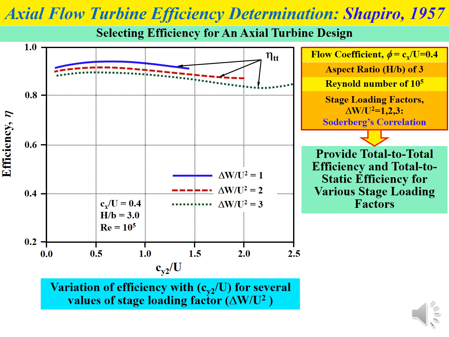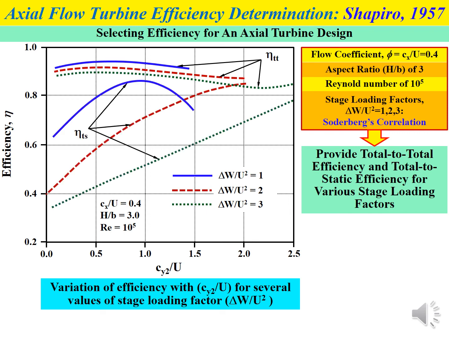So we can see in the graph, at the upper part, we have a different type of curve that represents the total to total efficiency, and we also have 3 different lines for total to static efficiency. If we know the value of the stage loading factor and also the value of CY2 divided by U ratio, we can determine the total to total efficiency and also the total to static efficiency for the axial flow turbine.